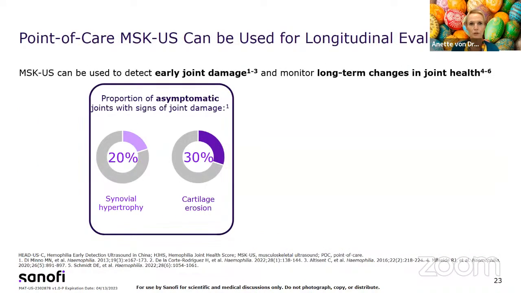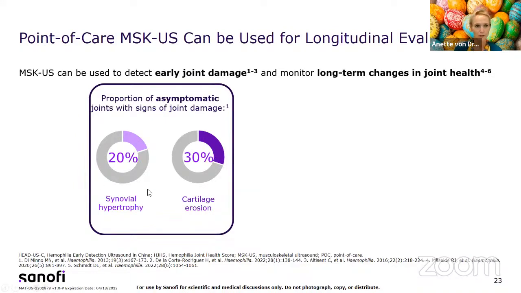So point of care musculoskeletal ultrasound can also be used for longitudinal evaluation. We love to use it in clinic for just a quick, is it a bleed or not? But clearly it can be used for many other purposes. It can detect early joint damage and can also monitor, therefore, long-term changes in joint health.